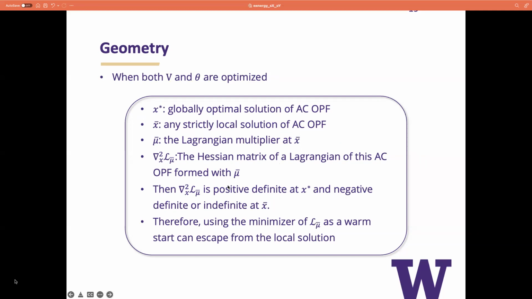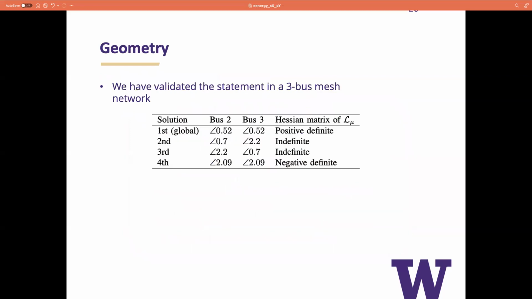This Hessian matrix is positive definite at the global solution and negative definite or indefinite at the local solution. So if we use the minimizer of the partial Lagrangian as a warm start, we won't have the issue of getting stuck at some local solution. Instead, we can escape from the local solution.